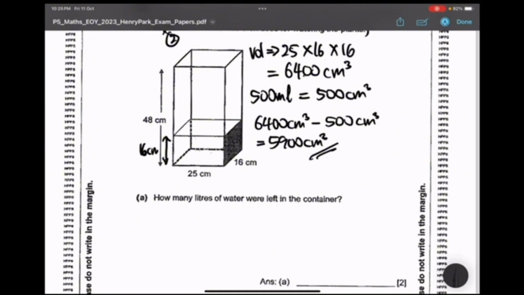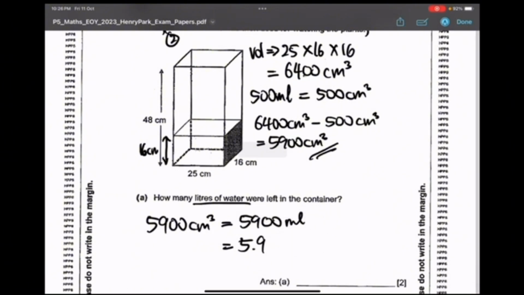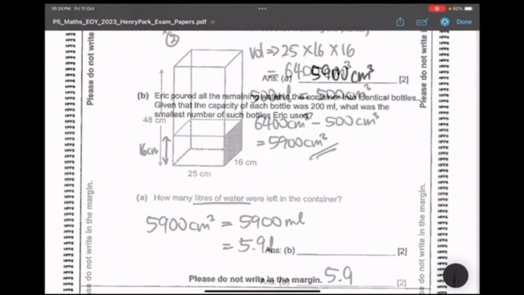Alright, looking at this question, I know that I have already found my answer. But what we have is 5,900 cm cube. What they are looking for is liters of water. So what we have to do is to convert this first into 5,900 ml. And after that, converting it into liters by bouncing the decimal 3 times, which will give me 5.9 liters. And this is my answer for part A.